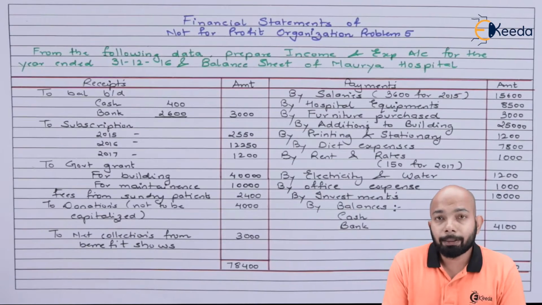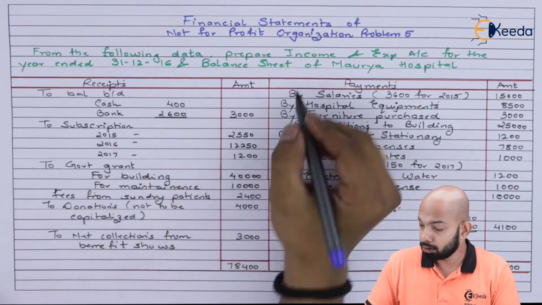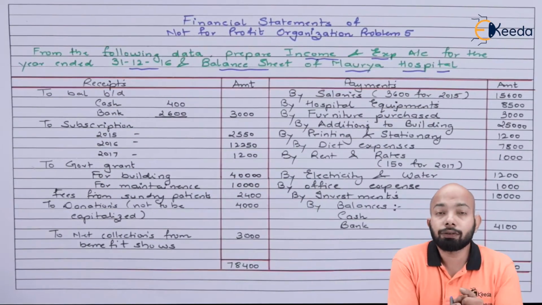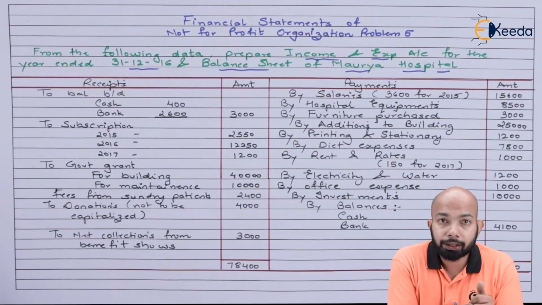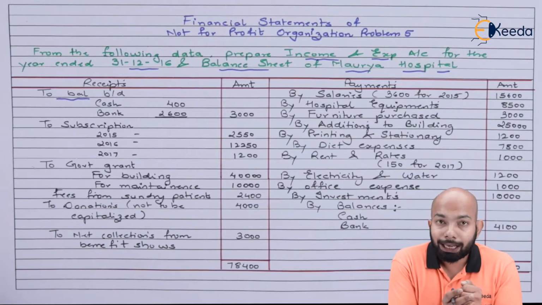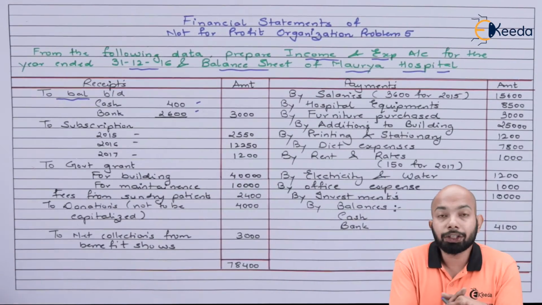So we have to prepare the income and expenditure account and the balance sheet of Moria Hospital as of 31st of December 2016. The receipts and payments side has been mentioned here. We have the opening balance of cash and bank mentioned, total amounting to 3,000.